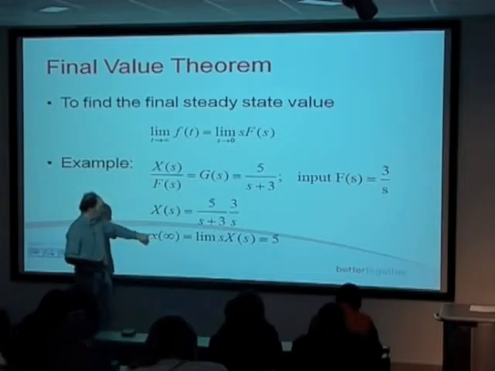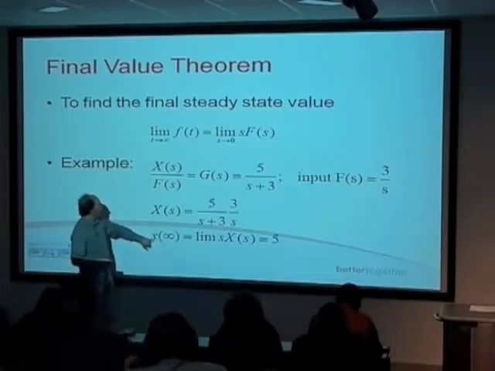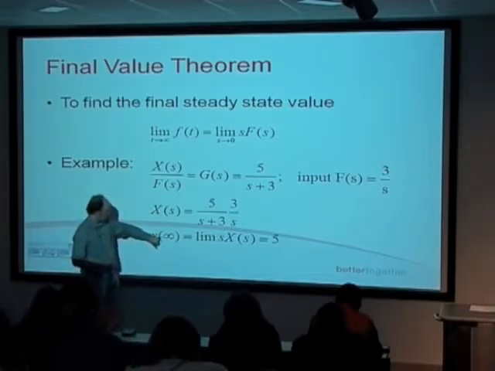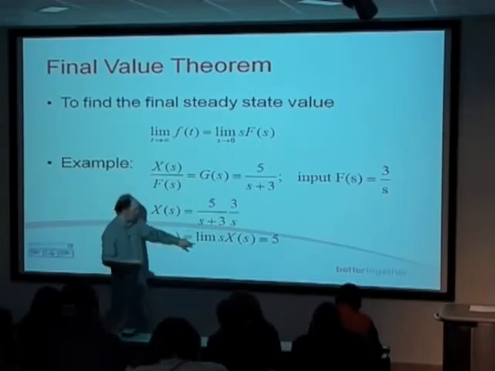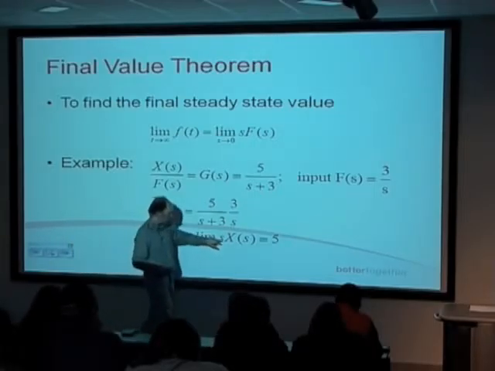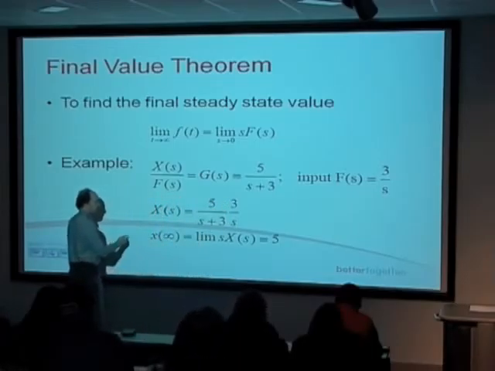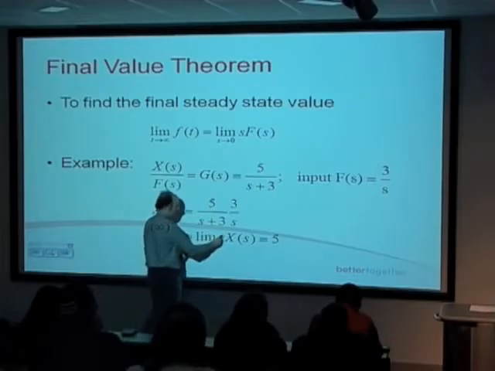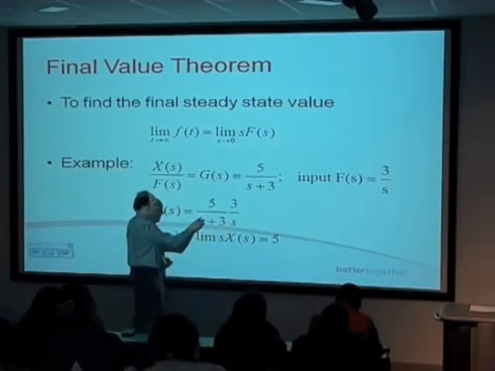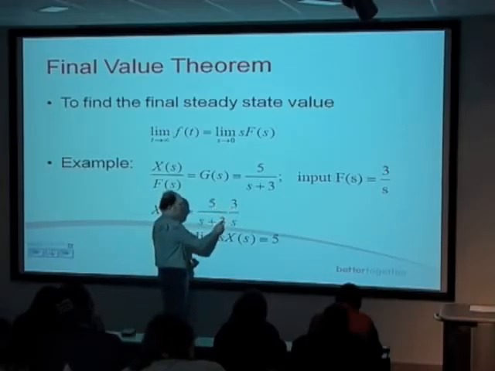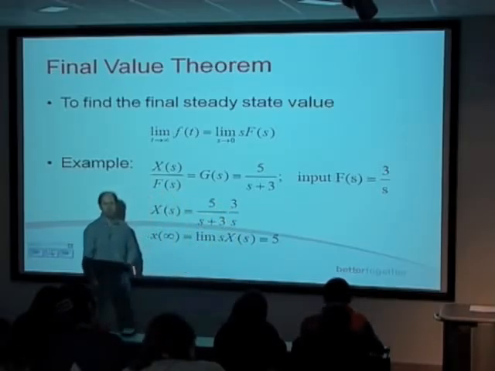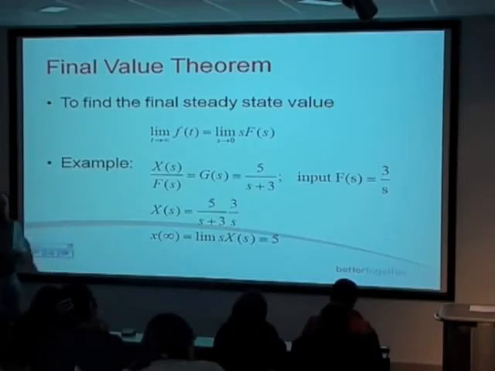And so my function in terms of time, little x, as t goes to infinity, is the limit as s goes to 0 of s times this lot. Now, if I multiply this term by s, obviously that s cancels with that s. That obviously is 0, so I end up with 15 over 3. 15 over 3 is 5. So my final value is going to be 5.